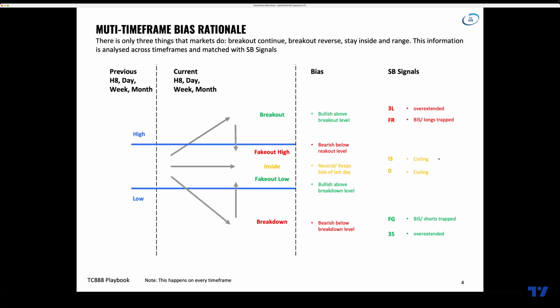Then, of course, inside days and day zeros, coiling signals from Stacy Burke. It's also something we keep in mind, of course. So once we have an inside day with a certain bias, as I said before, then you look at the bias of the day before, and then you're looking for a parabolic move from out of this inside day with typically a 1 full extension. Then, of course, on the lower side, it's the same thing.